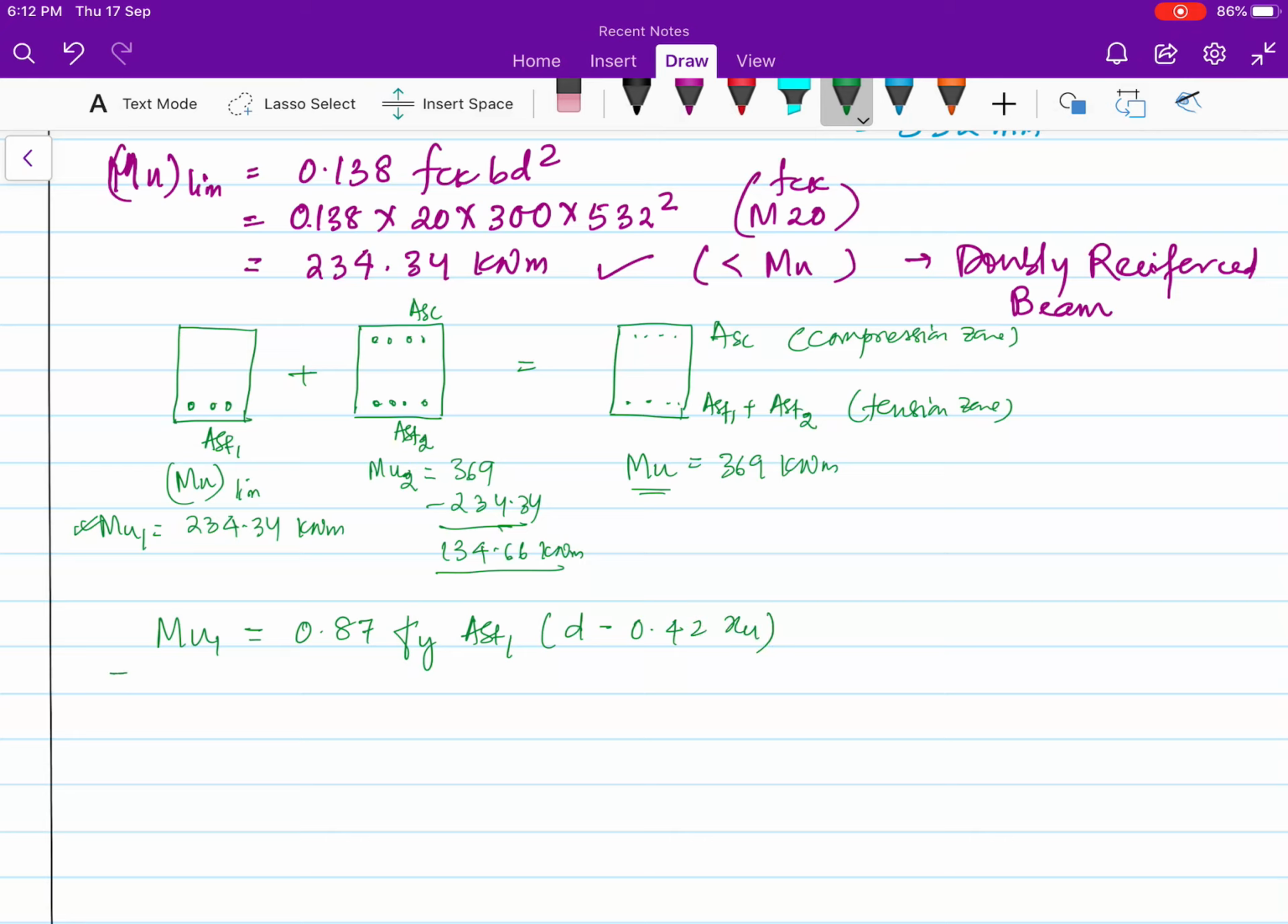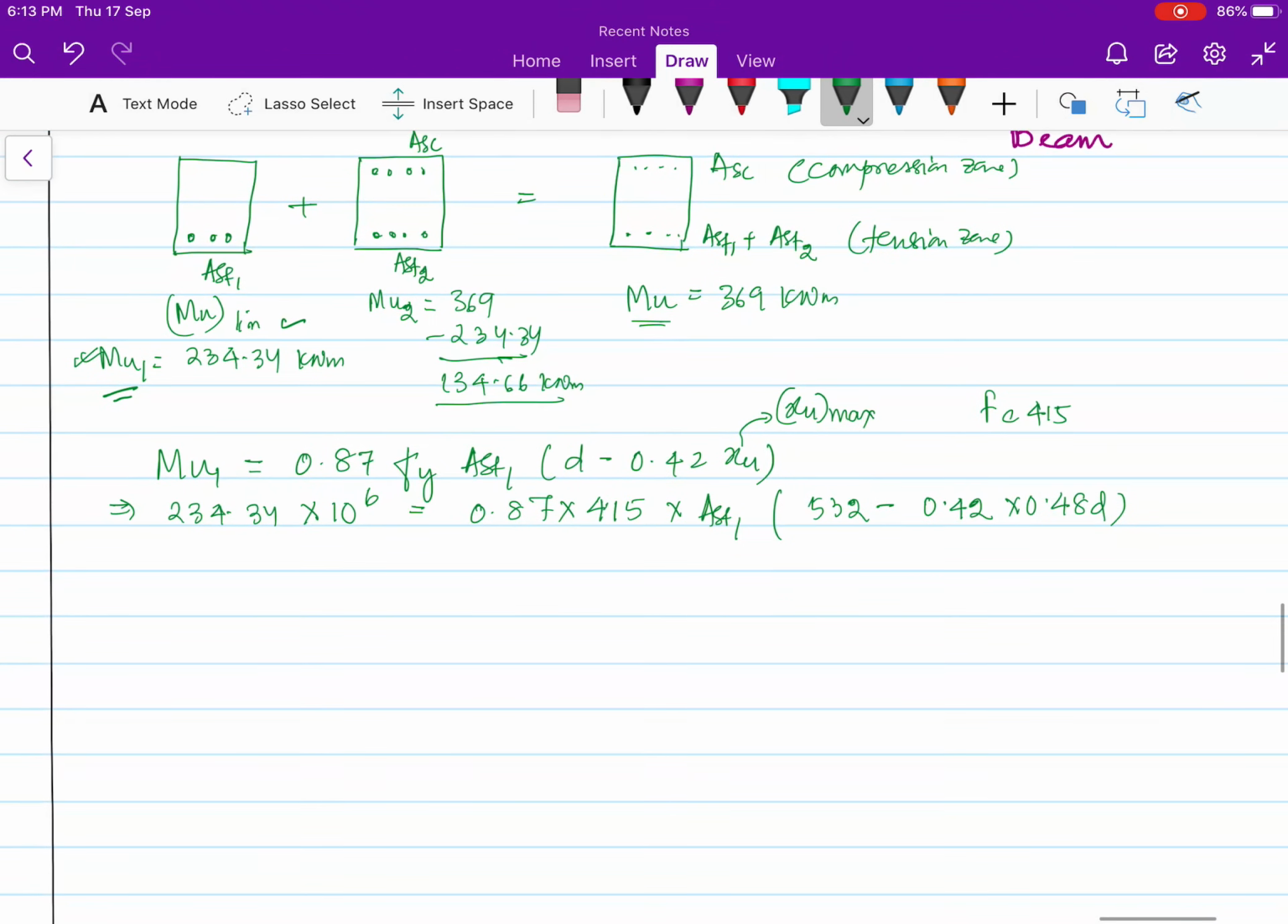Okay, so your Mu is given 234.34. So let me convert into Newton mm, is equal to 0.87 Fy. So let us assume Fe 415. We are using 415 into area of steel 1, which needs to be calculated. D is 532 effective depth minus 0.42 XU. So your XU, you can directly put 0.48 D, because this is your Mu limit. So XU max, which is 0.48 D.